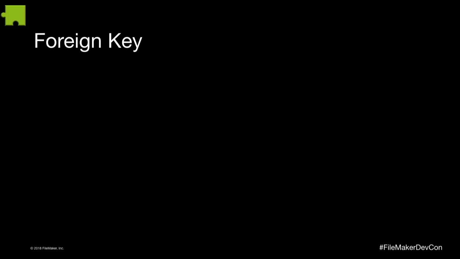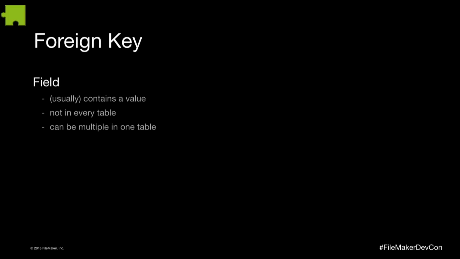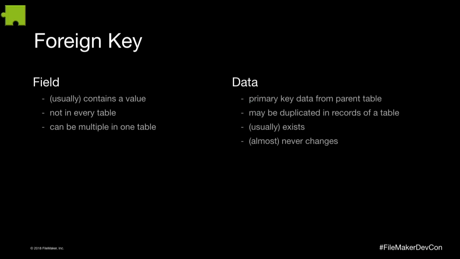The second type of key that we talk about is a foreign key, and we'll look at where these fit into the database in a moment. As far as the field goes, the field usually contains a value. There are some cases where it's reasonable for the foreign key to be empty. The field is not in every table, and there could be multiple foreign key fields in a particular table. It's reasonable for a table to have more than one foreign key, whereas there is only ever one primary key in a table. From the data point of view, the foreign key contains primary key data from another record.